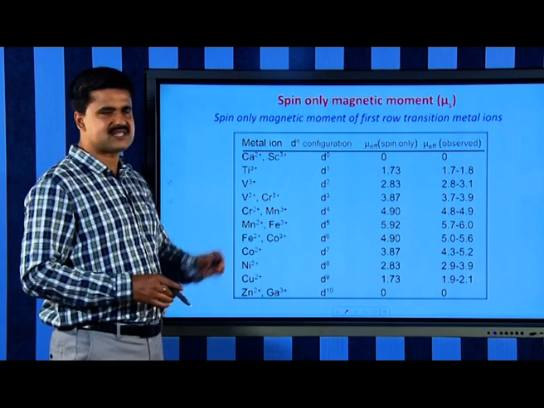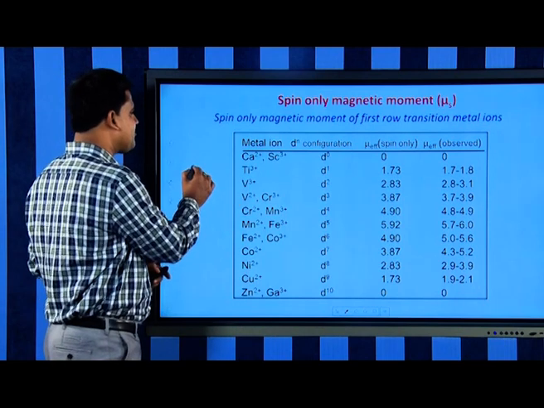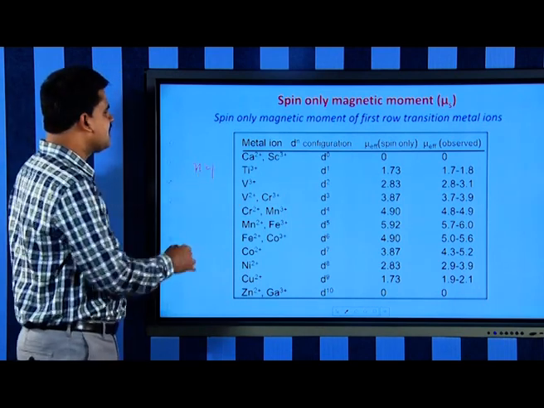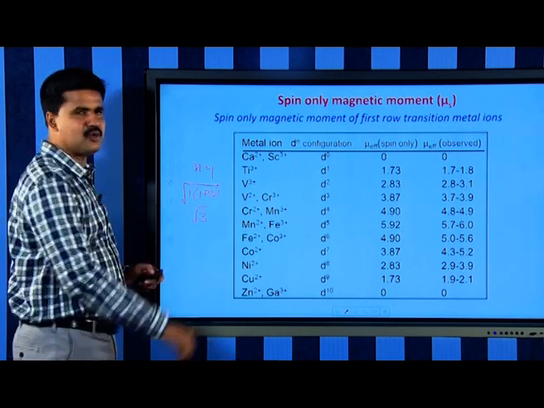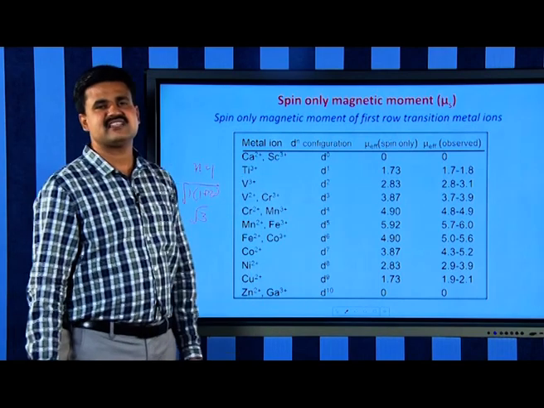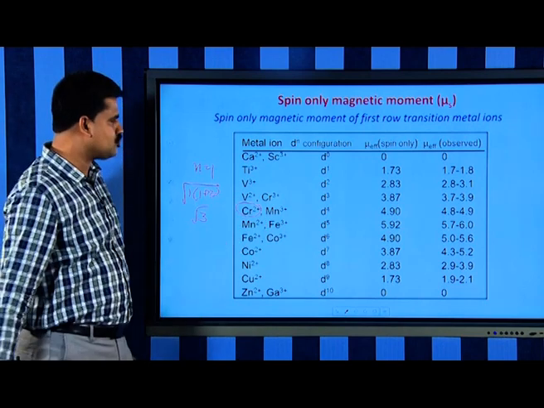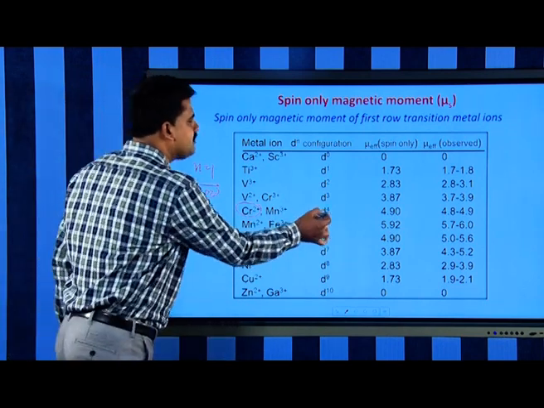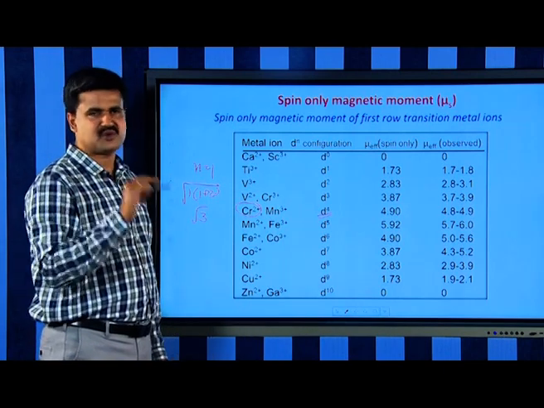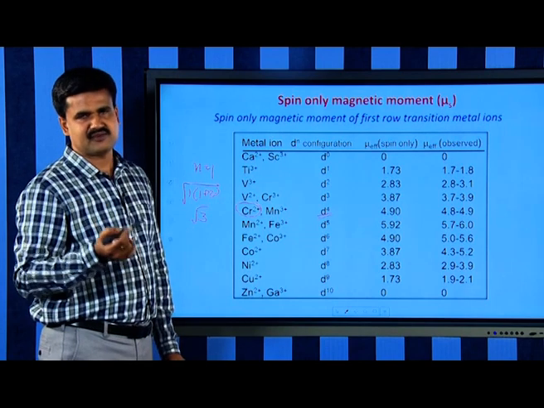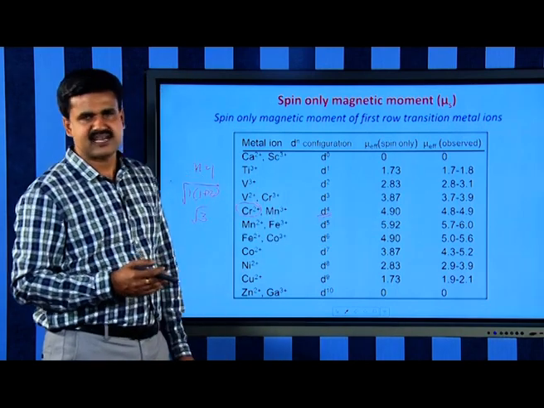For titanium 3+, 1 unpaired electron is there, so n is equal to 1. Therefore, the magnetic moment is root of 1 into 1 plus 2, that is root 3 Bohr magneton, equal to 1.73 Bohr magneton. For chromium 2+, the electronic arrangement is d4, that is 4 unpaired electrons, so root of 4 into 6, that is root of 24. Root of 25 is equal to 5, and root of 24 is slightly less than 5, that is 4.90.